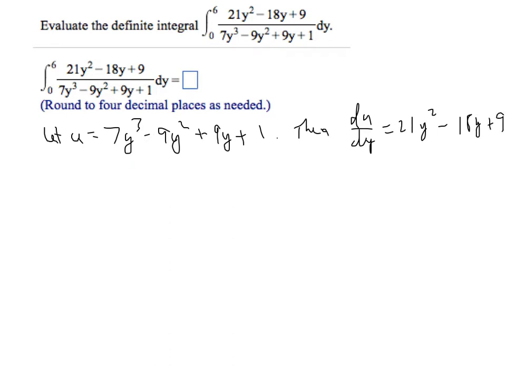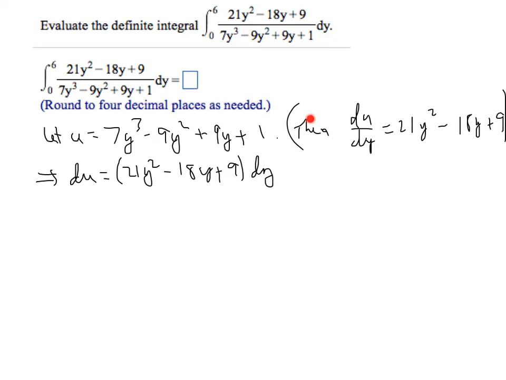But we want to rewrite this by multiplying both sides by the dy part of that expression. So that means that we'll have du equals 21y squared minus 18y plus 9, times dy. In this notation, I'm just basically saying I can multiply both sides by dy. So I have du on this side, and on this side I have all this stuff times dy.